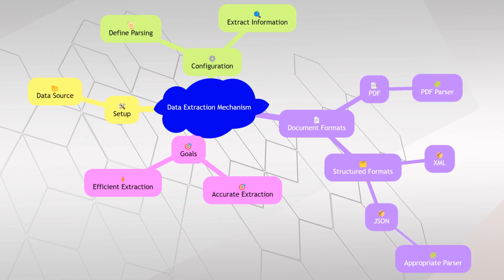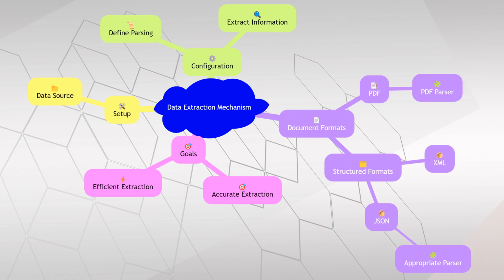Once the data source is set up, the next step is to configure the data extraction mechanism. This involves defining how the indexer will parse the documents and extract relevant information. For example, if the documents are in PDF format, you may need to use a PDF parser to extract text and metadata. Similarly, if the documents are in a structured format like XML or JSON, you can use an appropriate parser to extract the necessary information. The data extraction mechanism must be tailored to the specific format and structure of the documents to ensure accurate and efficient extraction.